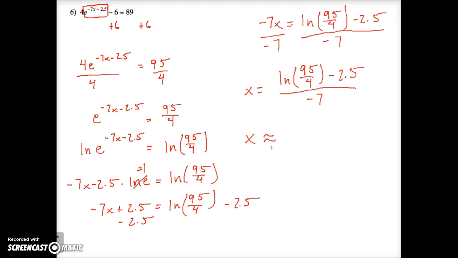So plus 2.5 divided by negative 7, we get about negative 0.954. Sorry, this is 0.095, which would be the approximation to 3 decimal places.